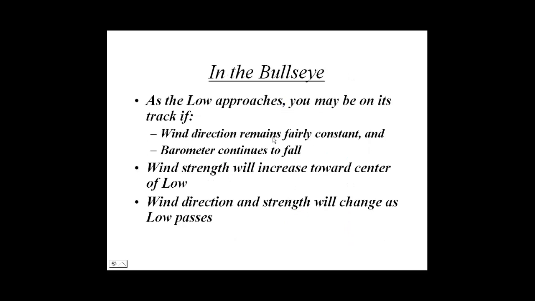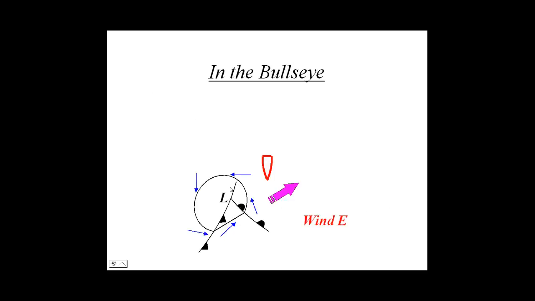Now, in the Bullseye, as a low approaches you may be directly on its track if the wind direction remains fairly constant and the barometer continues to fall. Okay, so let's look at that in this diagram. Here's your little red boat here, and here's a low pressure system approaching and moving in the direction of this arrow. And as you see by this blue arrow, the wind that you're experiencing is roughly from the east. It's on your port bow in this picture.